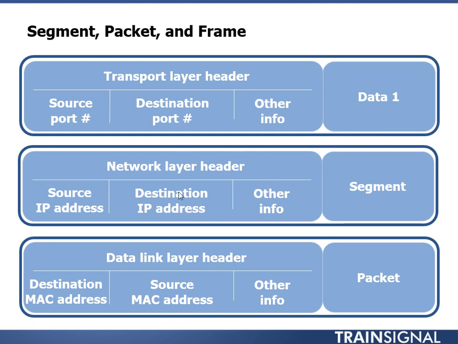Last, we take our packet at the network layer, we make that the data of the data link layer, and here we're going to have a destination MAC address, a source MAC address, and other info about that data link layer protocol. Now again, this frame is going to look like an Ethernet frame. Most frames at the data link layer look similar, but each protocol is going to use something a little bit different. So if you're not using Ethernet at the data link layer, your frame may look different.